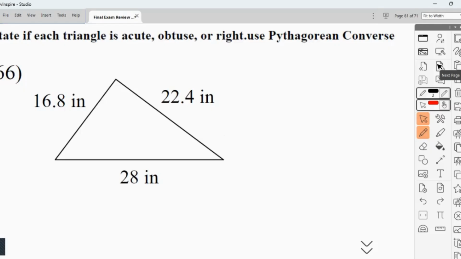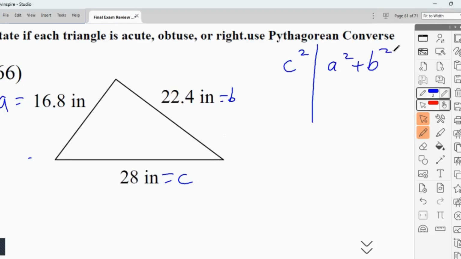All right. Let's see. 66. So right here, C, this is going to be, let's go B here. Let's go with A here. Do the same thing. C squared will be A squared plus B squared. Let's see what's up with this guy. Okay. 28 squared. This will be 16.8 squared. And this will be 22.4 squared.